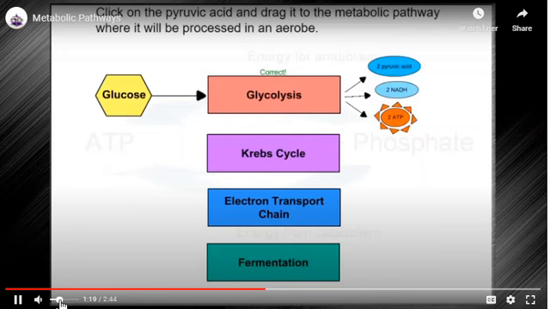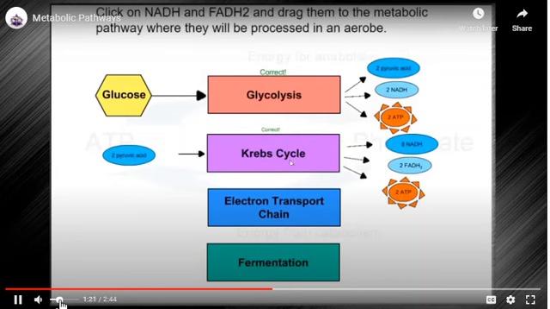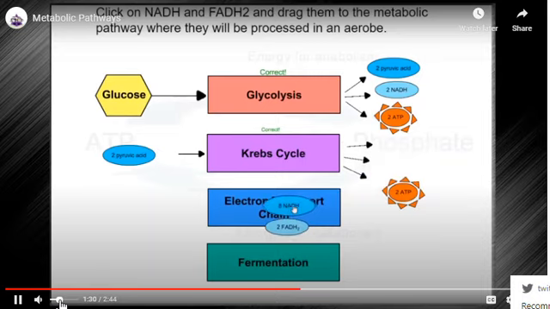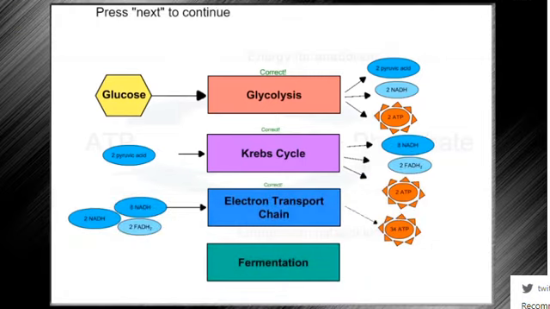Now let's drag the pyruvic acid to the metabolic pathway where it will be processed in an aerobe. Let's drag the NADH and FADH2 to the metabolic pathway where they will be processed in an aerobe.